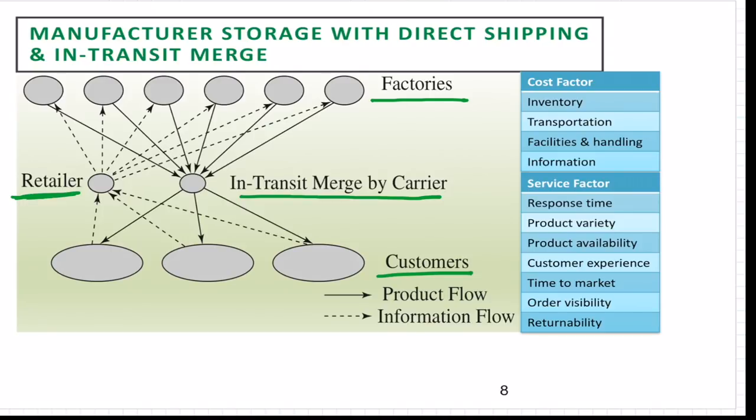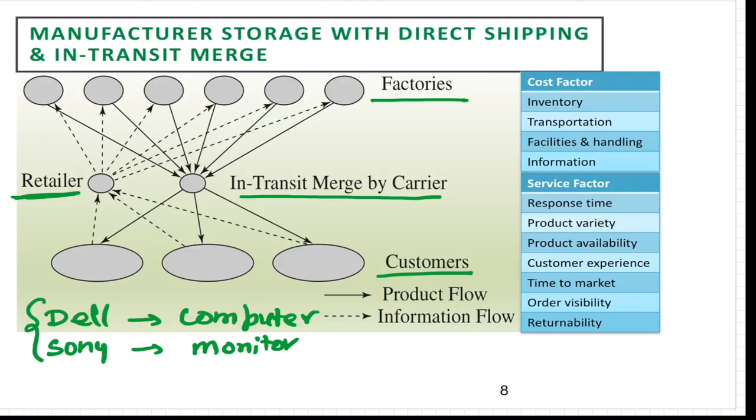So one example of this type of design is where a customer orders a computer from Dell and then also wants a monitor to go with that computer, and that monitor is by Sony. When the customer places this order with the retailer and that information is passed on to the factories, this computer and monitor may come from different factories and then they are merged at the in-transit merge, and then these two go together to the customer.